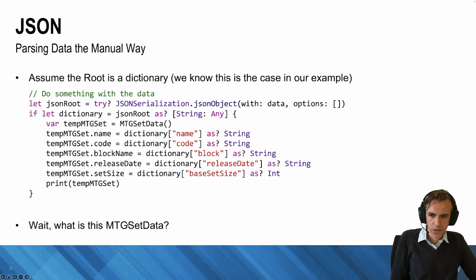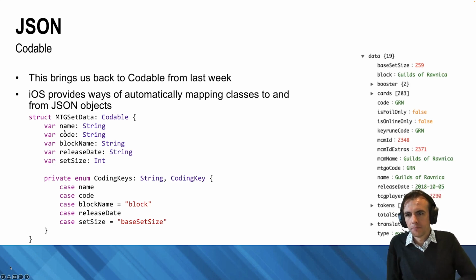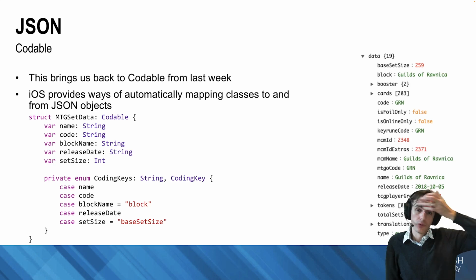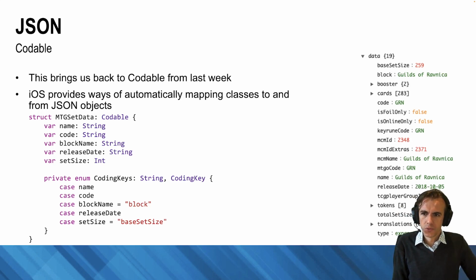So what is this object here, this MTG set data thing? This is just a structure with a bunch of properties. Now, if you were going to use the previous example, you would only need the structure itself and the 5 variables here. But we can make use of Codable, like we talked about last week. And Codable is all about serializing and deserializing objects, and this can make the process a lot easier for us. So if we've got a particular structure that we want to read from JSON, we can have it adopt this Codable protocol.